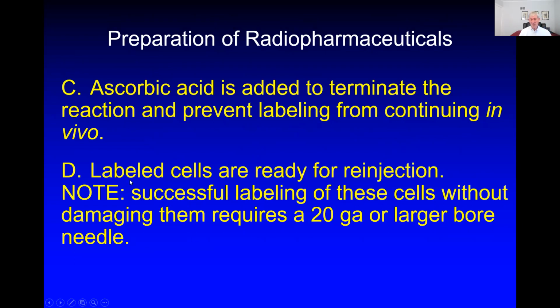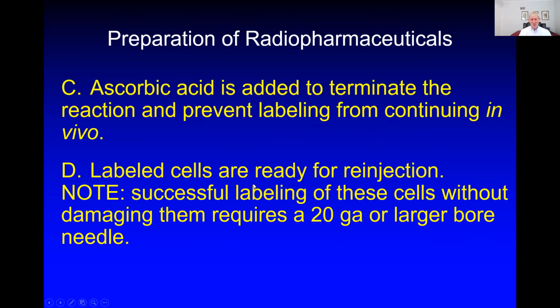And here are the precautions. When you're doing cell labeling of any kind, 2 precautions. Number 1, you want to use a large gauge needle. 20 gauge is the smallest. You really would like to use a 19 gauge needle. Patients call them horse needles because they look so big.